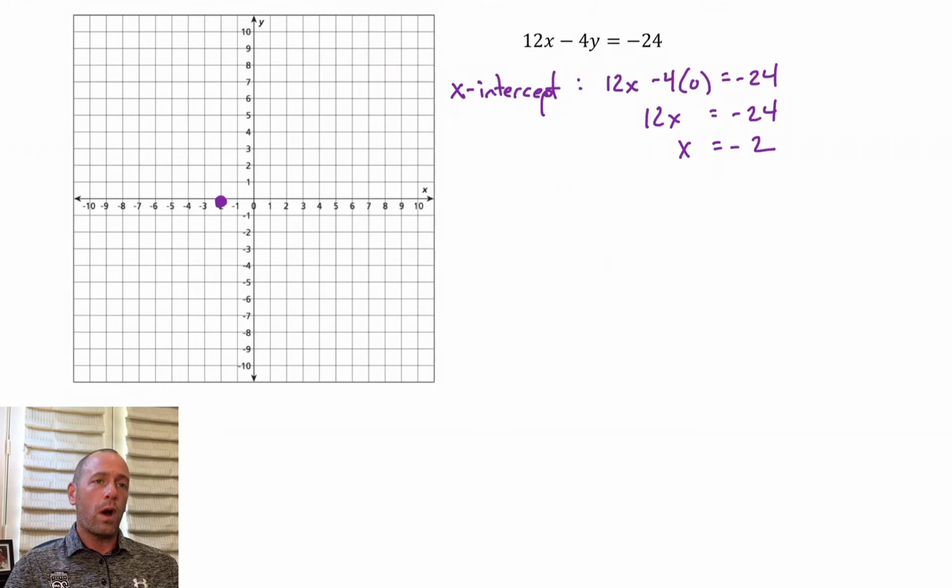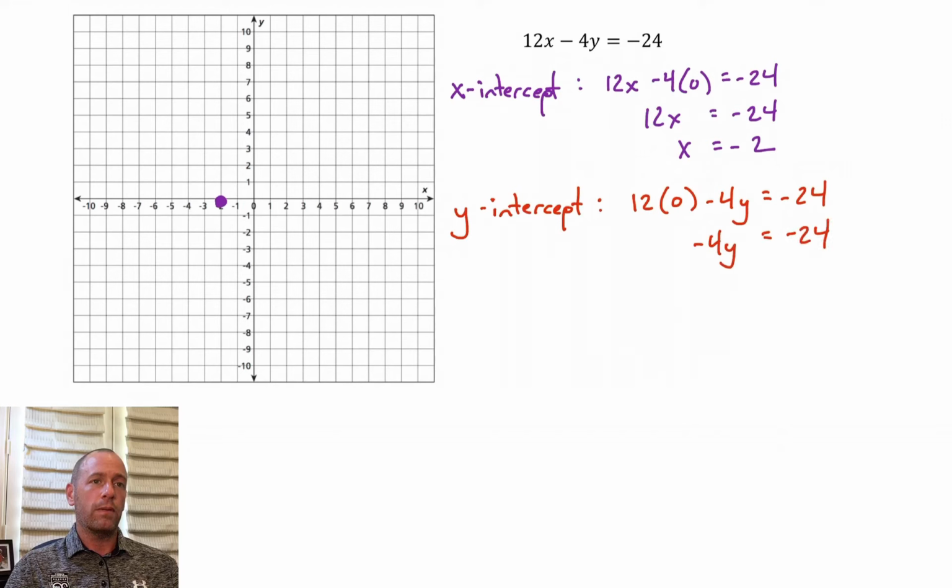If I want to find the y-intercept, similarly, I make x equal to 0. So I will have 12 times 0 minus 4 times y equals negative 24. Negative 4y equals negative 24. Divide both sides by negative 4 to get 6. So what we have is a nice positive slope, and we can connect those 2 points to get our function graphed.